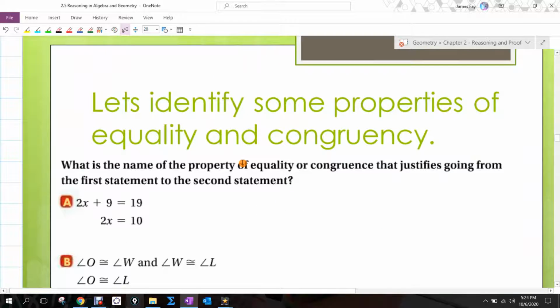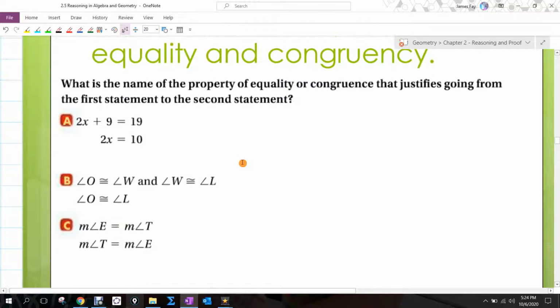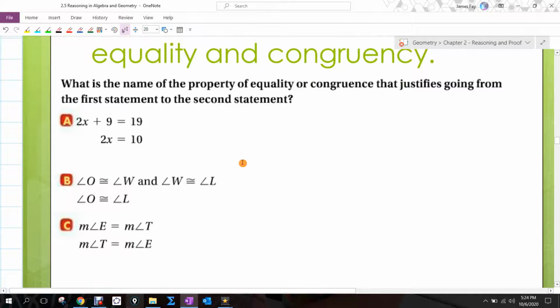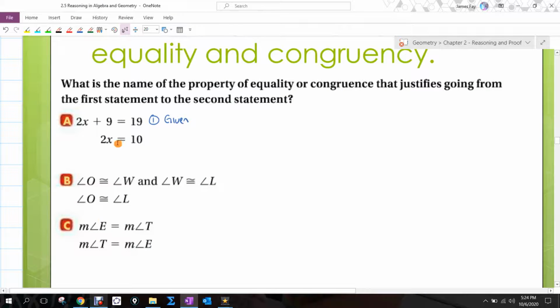Some properties of equality and congruence. So using these properties that I just discussed, these are some examples that are going to be similar to your homework, of how we're going to justify what has been done in these. So initially, each of these is considered a given statement. If they're the given statement, then we ask ourselves, well, what happened to go from that statement to the second one?